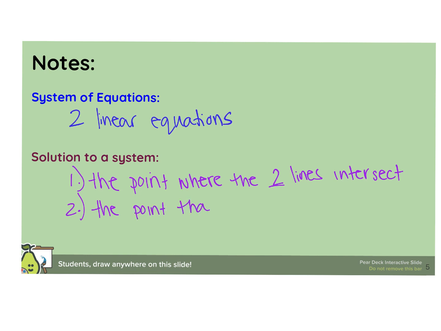The point that makes both. It can't just work for one. It's got to work for both. So the solution to a system is going to be an ordered pair. So when I say point, I'm talking about an x, comma, y.